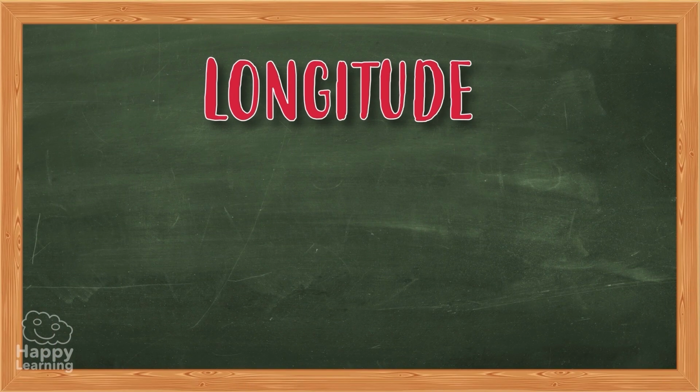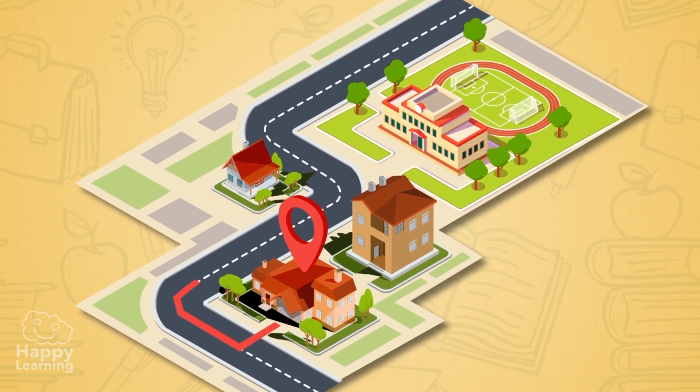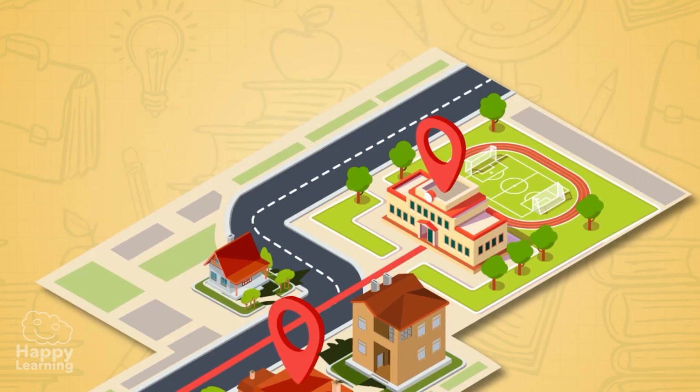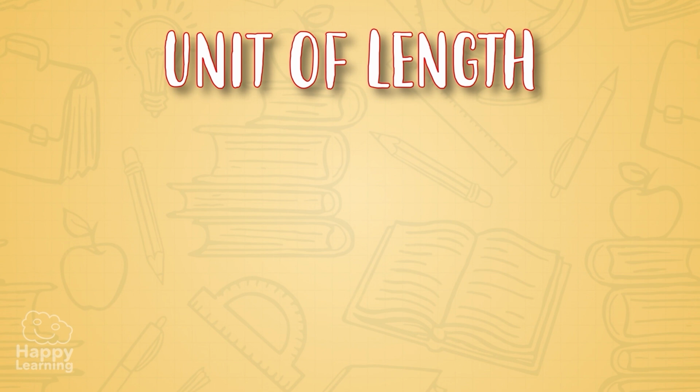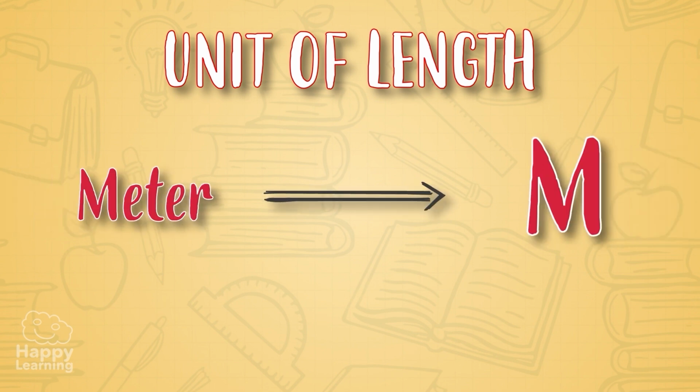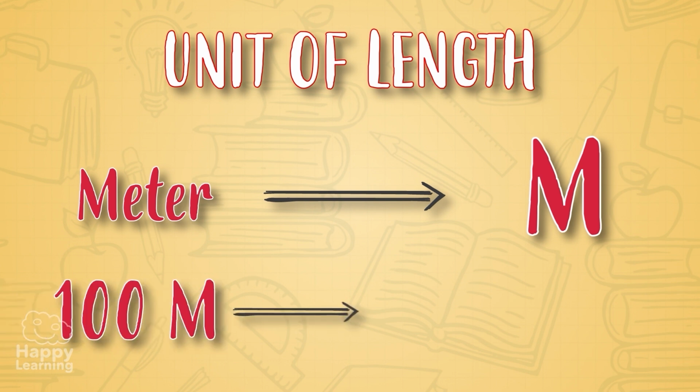As we said before, longitude is the distance there is between 2 points, like the distance between your house and school. The most important unit of length is the meter, and it is represented by the letter M. 100 m is 100 meters.